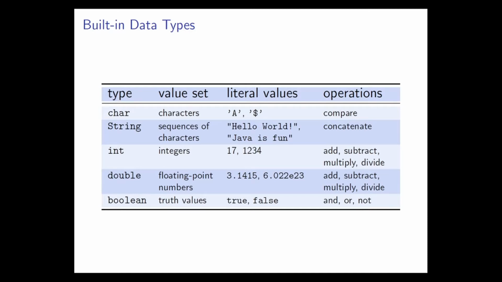Java's main floating point number type is double, and you can notate that in scientific notation using E, 6.022E23, so that's 6.022 times 10 to the 23 represented as a double, or using decimal notation, 3.1415. And again you can do all the things you'd expect to be able to do with floating point numbers on those Java doubles. Booleans represent truth values, and the literal values there are just true and false, and you can do ands, ors, nots, just the general Boolean logical operations that you would expect, and which I'm sure you're familiar with from Haskell.